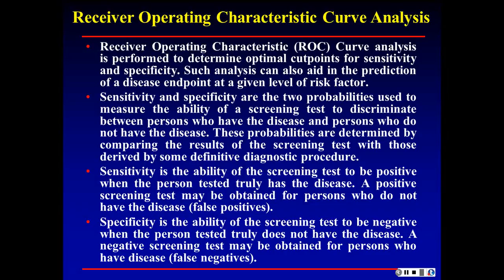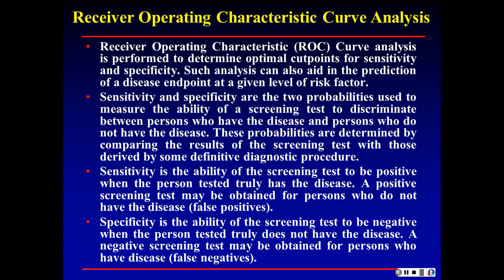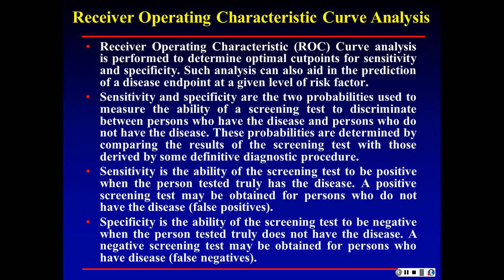Specificity, on the other hand, is the ability of the screening test to be negative when the person tested truly does not have the disease. A negative screening test may be obtained for persons who have the disease. These persons are known as false negatives.